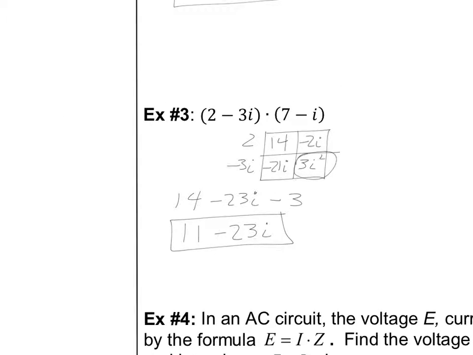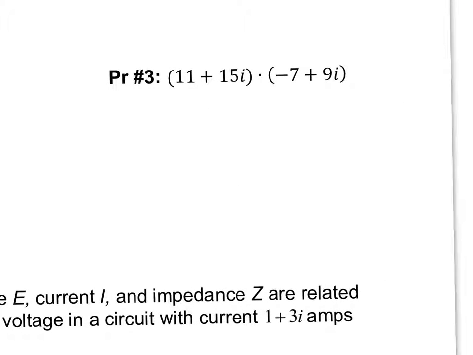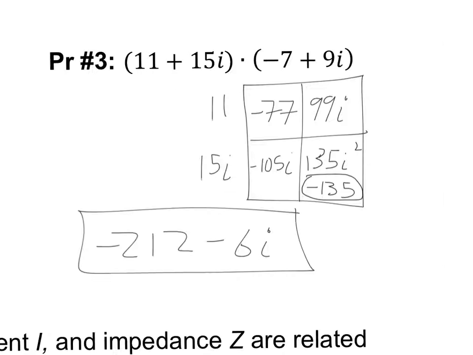Okay, pretty fun, right? Why don't you guys give practice number 3 a shot. Remember to unpause the video when you're ready to check your work. Okay, so we're going to multiply these two binomials together. We're going to do the box method. Just go through the box.